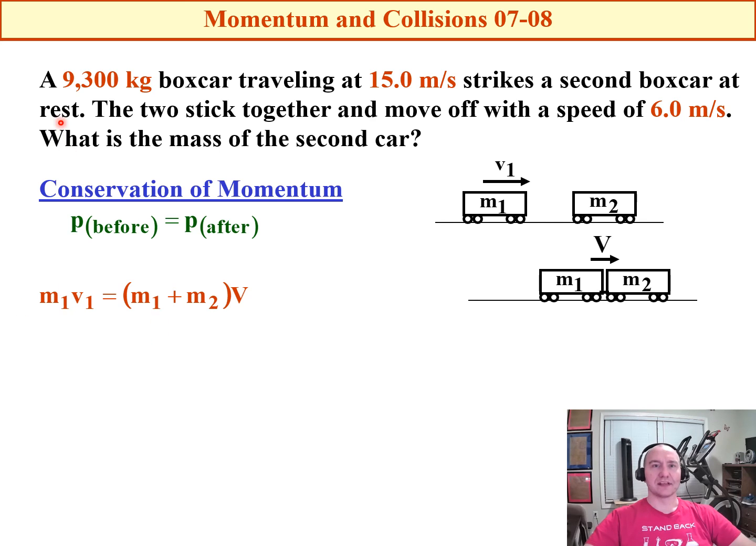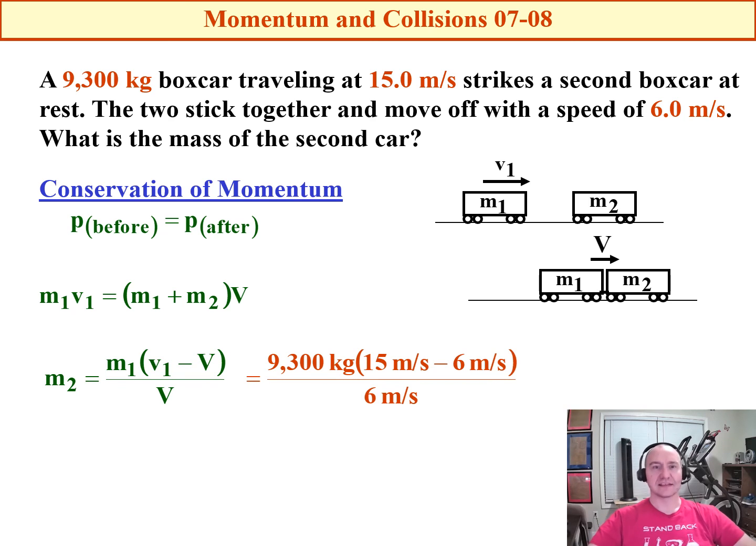All the initial momentum is in the first car. So it's going to be that 9,300 times 15. And then afterwards, when they stick together, the two masses are going to be together, but we know one mass, but we don't know the other. So since we know the velocity, we can divide by that velocity, and then isolating for your mass, they like to isolate for the variable first before they plug in numbers. I would actually go ahead and put the 9,300 times 15, divide it by 6, and then subtract off that 9,300 again, and that'll give us our mass of the second car, which is 13,950 kilograms.